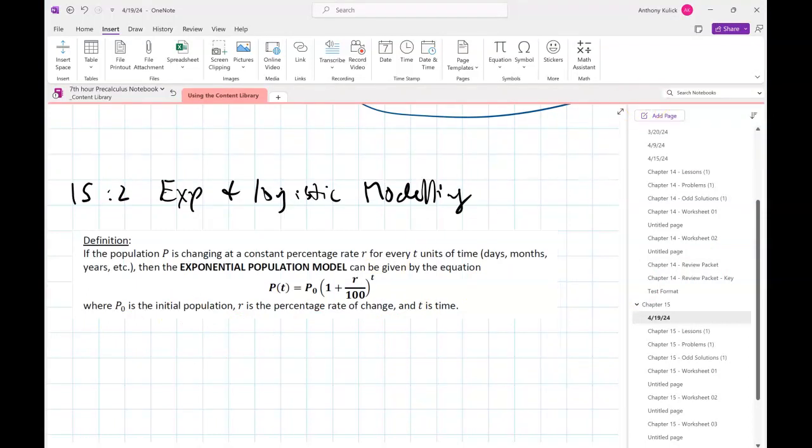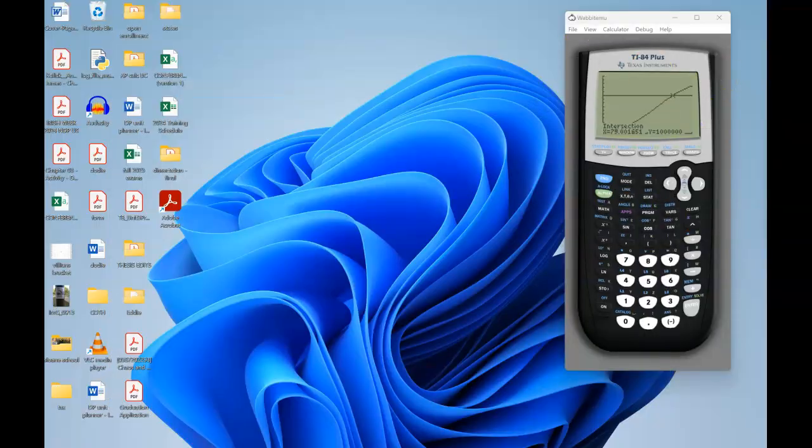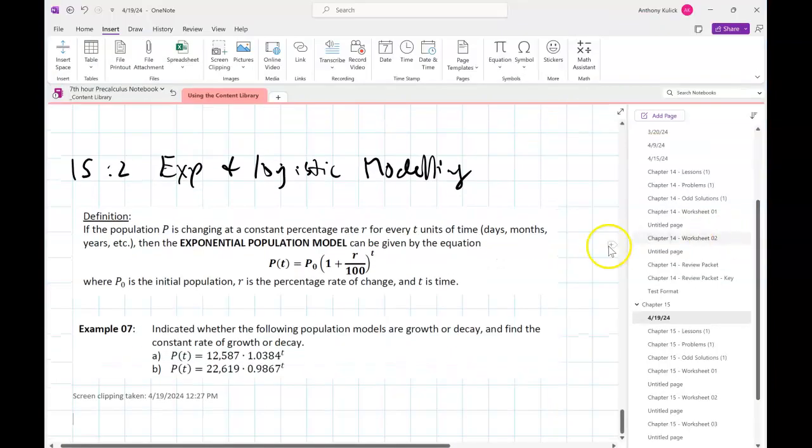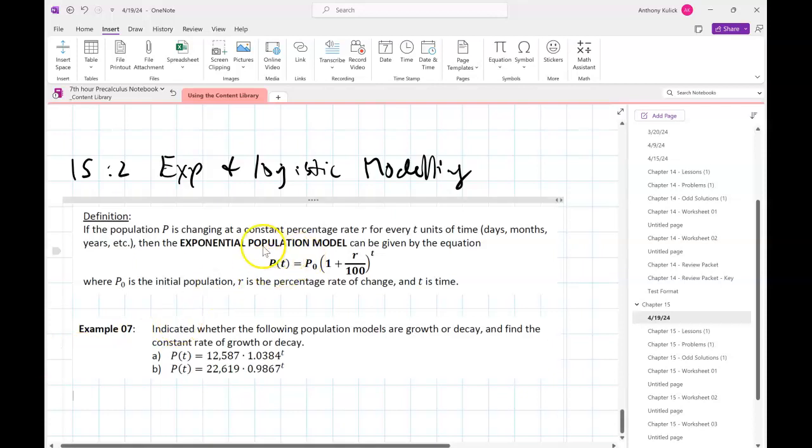So the first example we're going to look at is the exponential population model. We had the logistic population example from the previous one. You can also do population exponentially. It's not as good over the long term. So in our exponential population model, P of T is the population at time t. P naught is the initial population. R is the rate of change as a percentage. And then T is some unit of time.